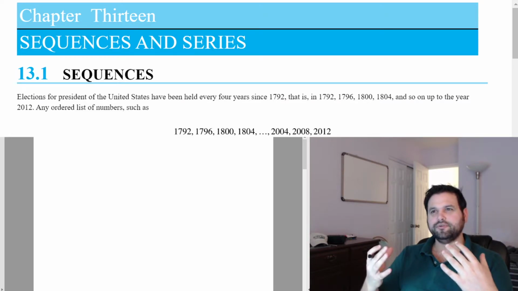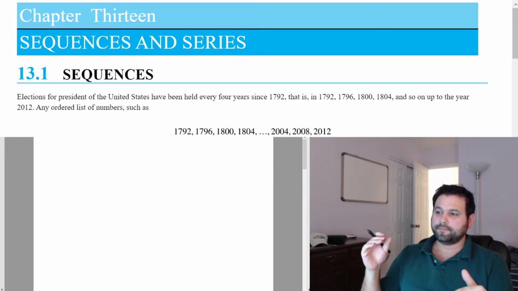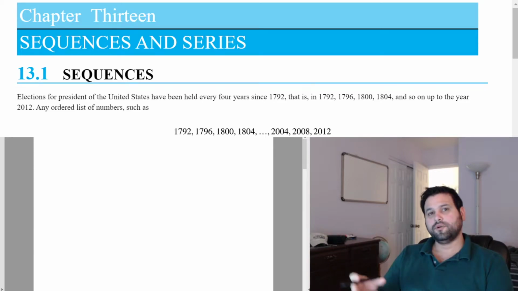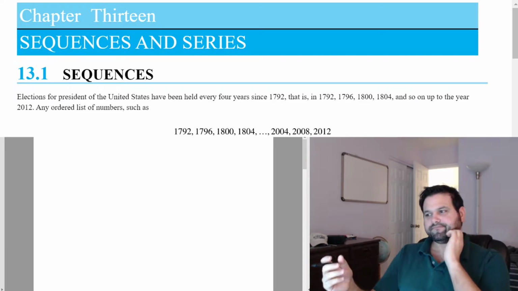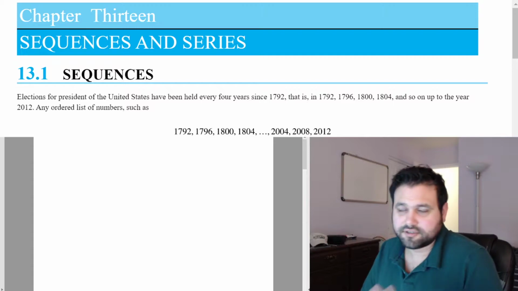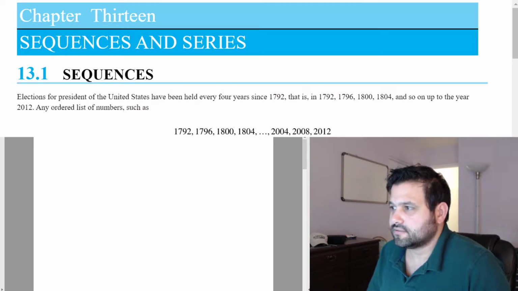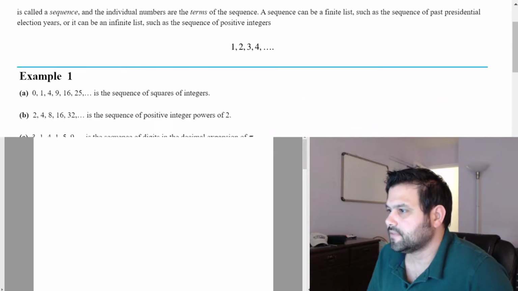I'm not sure how many of you have dealt with the sigma notation for sequences, so we're going to make sure we cover that. But for the most part, 13.1 here and 13.2 should probably be review. So we'll just go through this stuff. Again, a sequence is just a list of numbers. That's all it really is. And we see an example there, for election years.